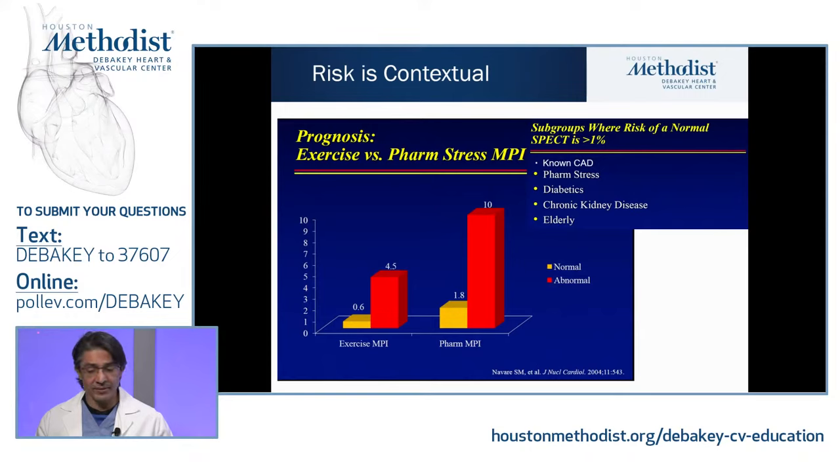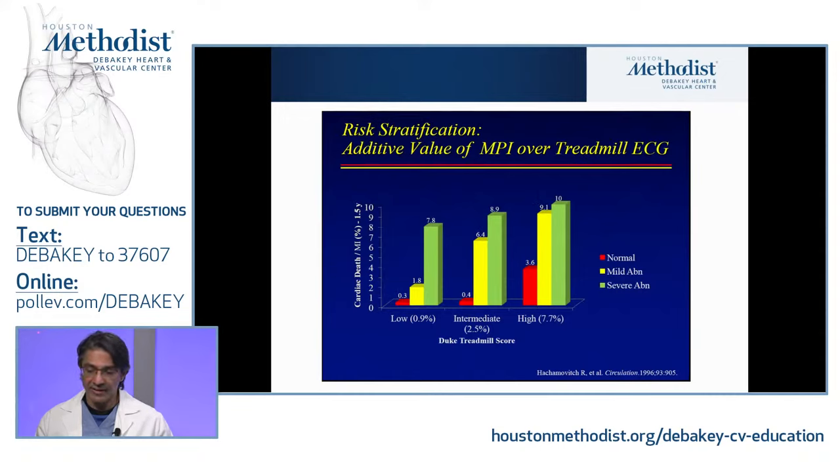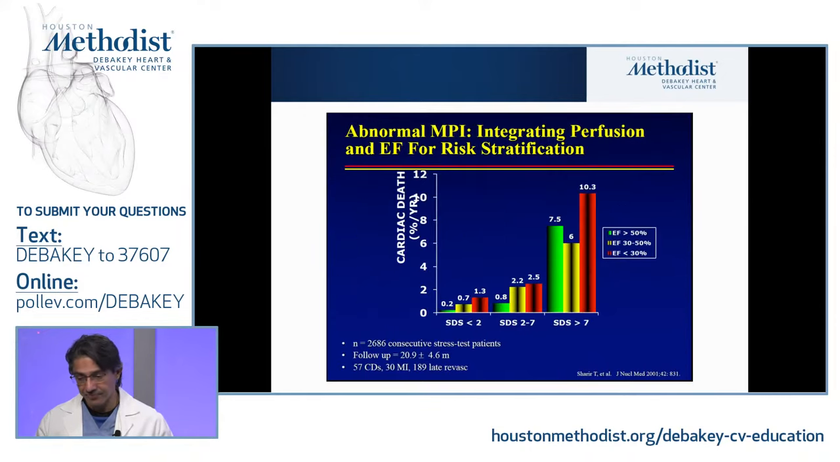Other risk groups where the risk may be greater than 1% include patients with known CAD, diabetics, chronic kidney disease, and the elderly. This is a study showing how, based on the presence of abnormality on your SPECT images, your risk for cardiac death or myocardial infarction proportionately increases. This study also shows very nicely that the perfusion images give you data beyond the Duke treadmill score. So even if you have a normal or lower Duke treadmill score, your perfusion abnormalities will still predict your risk. This is a very nice study that looked at the relationship between perfusion abnormalities and ejection fraction. As your perfusion abnormalities increase, your risk increases, and as your ejection fraction decreases, your risk increases.